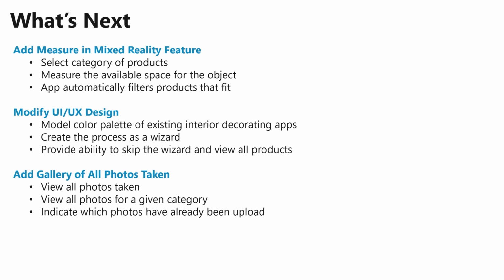I need to take a moment to look at the color palettes for some existing interior decorating apps to find which palettes actually work best for these sort of apps. I also want to add a wizard feature that takes the client through a three-step process of first selecting a product category, then measuring their space, and finally returning a list of products based on the measurements taken.